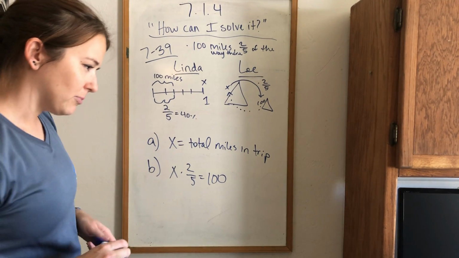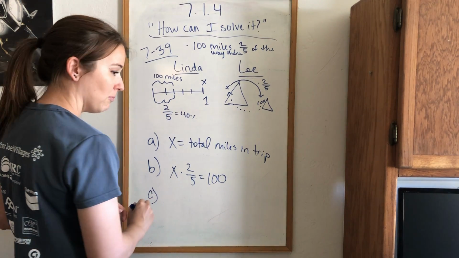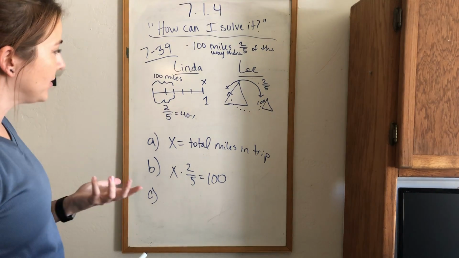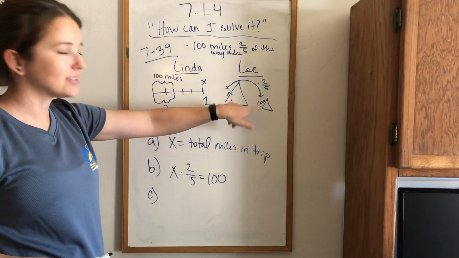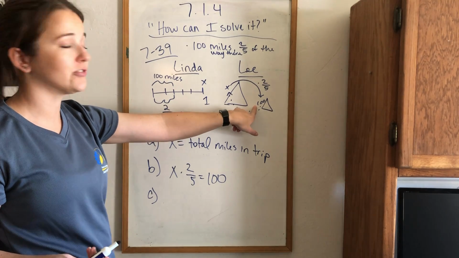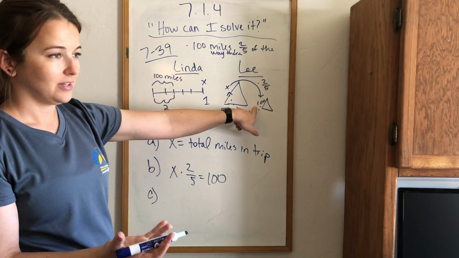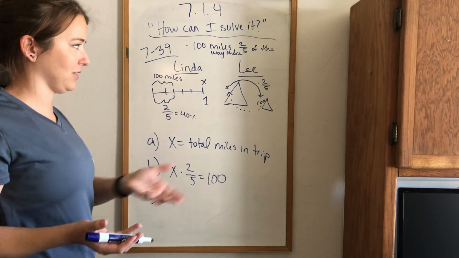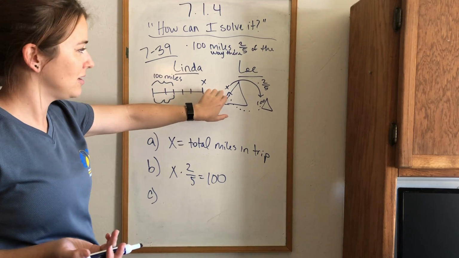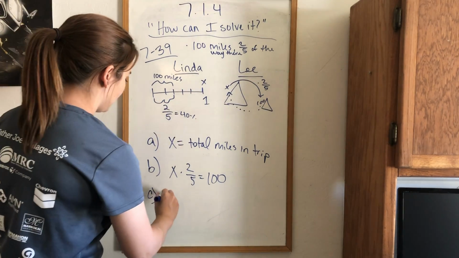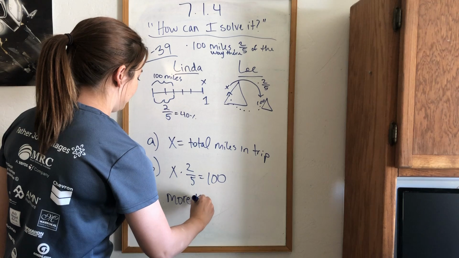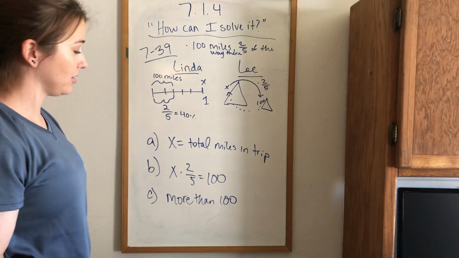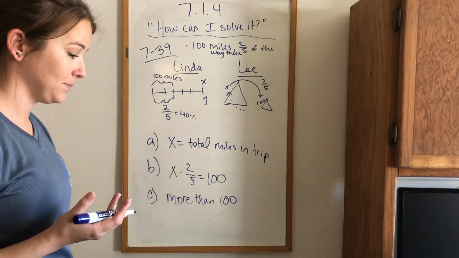Okay, part C says, is the answer going to be more or less than 100 miles? So we can conclude that it has to be more than 100, because if you've gone 100 miles and you're not there yet, then you obviously have to go more than 100 miles to get there. It wouldn't make sense if this was like 50, because then they would have already gotten there. So it has to be more than 100, because 100 is only a portion of the whole trip.